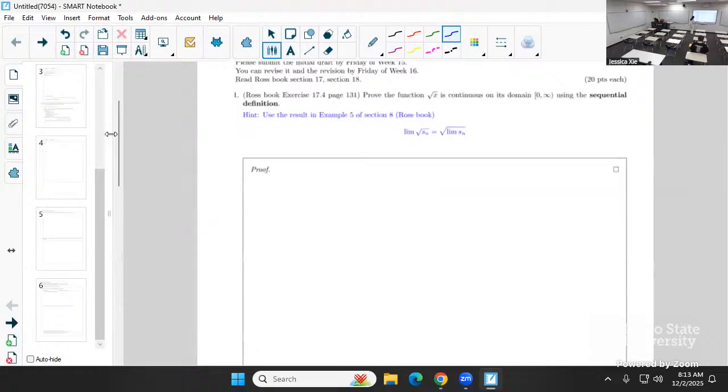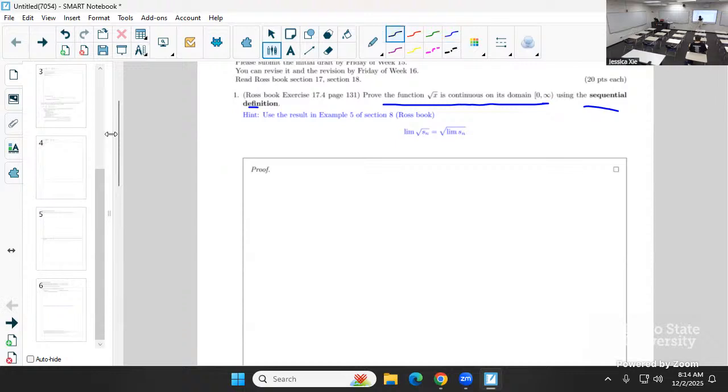Okay, so come back here and take a look at the first example, where we apply the definition to prove that the function square root of x is continuous on its domain, 0 to infinity, using the sequential definition. To prove something is continuous, we have two approaches. Number one is the sequential definition, number two is the epsilon-delta definition, right?